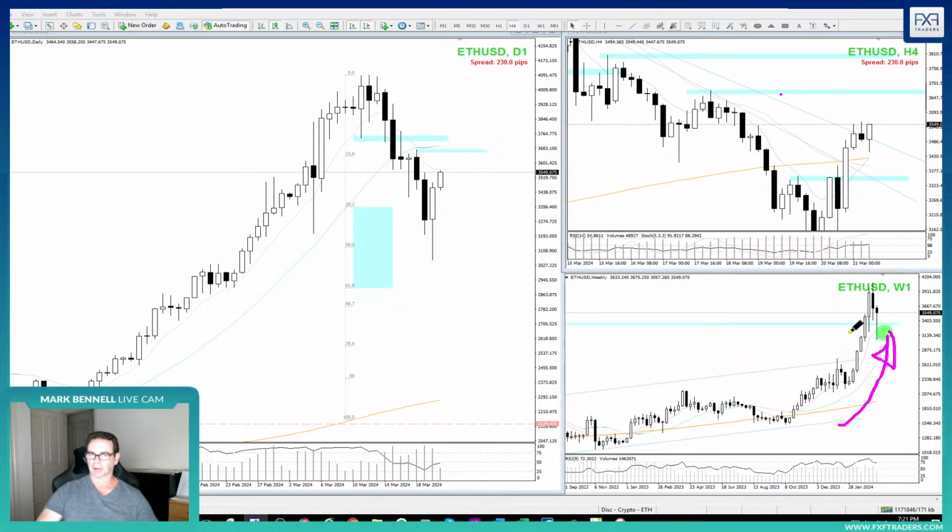Weekly uptrend. Dailies entered a downtrend. Where will that change? When we get price acceptance above here. 4-hour though is uptrending. So it's counter trend. I always look at the daily to nominate the type of trend. Right, it's a counter trend long.